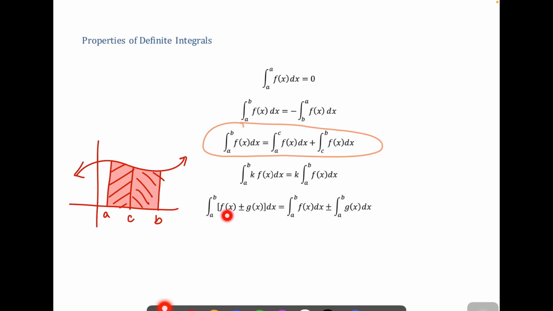And then finally, last property says if you want to integrate a sum or a difference of functions, you can add or subtract those two integrals. You can integrate each function separately, add or subtract them. And again, that comes from our Riemann sum idea. When we have sums and differences, we can find the Riemann sum of each part separately and then add them together.